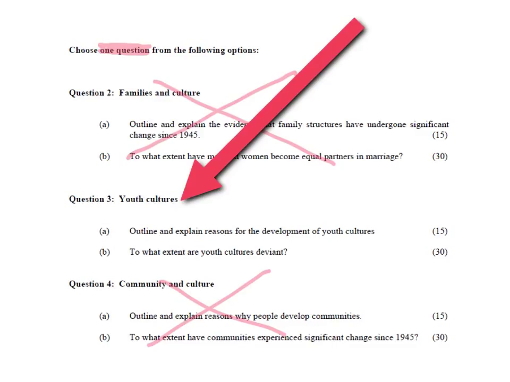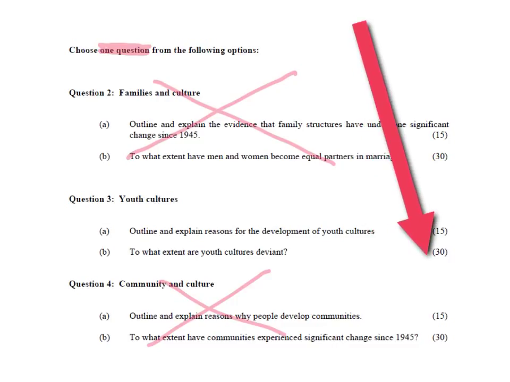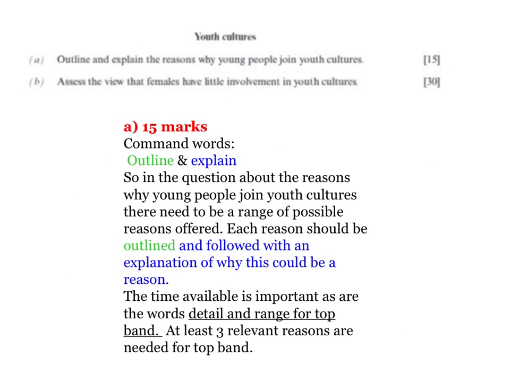And we can see on this youth culture section there are actually 2 parts. There's a 30-mark question which we'll look at in a subsequent screencast, and then there's this 15-mark question which is going to be the focus of the rest of this video. So the first thing to note about the 15-mark question is that the command words are always outline and explain. So in the question that you can see on the screen at the moment, what you've got to do is outline and explain the reasons why young people join youth cultures.